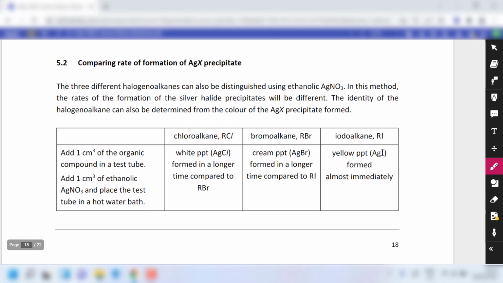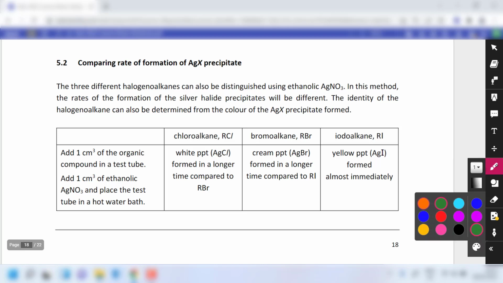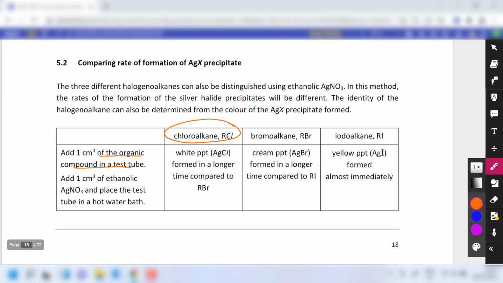Sometimes we are required to compare the rates of formation of silver halide precipitate. In our case here, we will place 1 cubic centimeter of organic compounds in a test tube. All these are in 3 separate test tubes. Then we will add 1 cubic centimeter of ethanolic silver nitrate inside. Again, ethanolic silver nitrate means silver nitrate dissolved in ethanol.